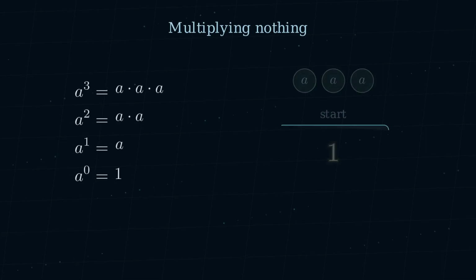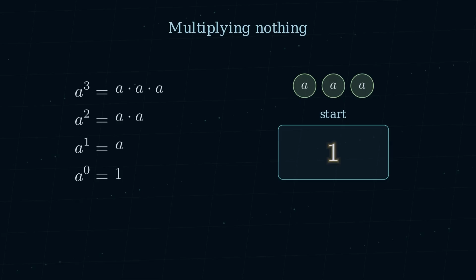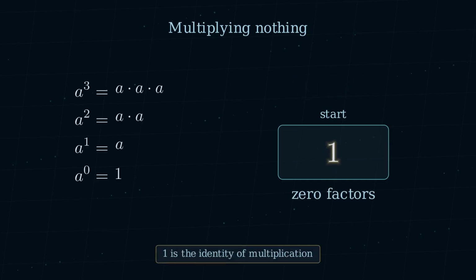There is also a useful intuition called the empty product. Think of multiplication as starting from a neutral value. That neutral value is 1. Multiplying by 1 changes nothing. If we multiply by one factor, the value changes from 1 to a. With 2 factors, it becomes a squared. With 3 factors, it becomes a cubed. But with 0 factors, nothing has been multiplied yet. So the starting value stays where it was. It stays at 1. That is why the empty product is 1. 1 is the identity of multiplication.